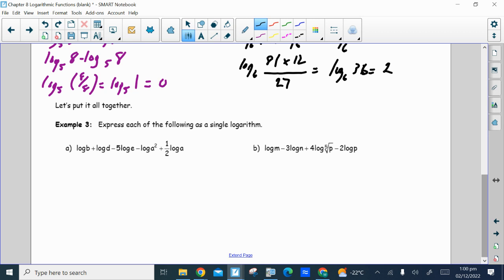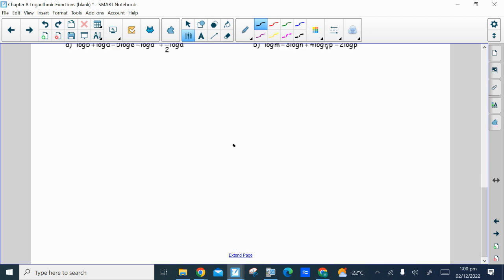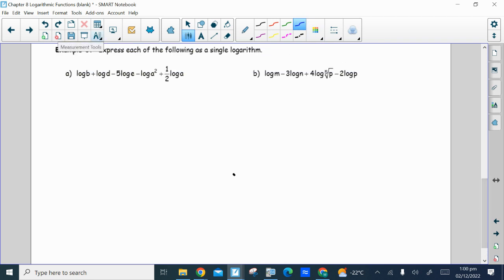But this says express the following as a single logarithm. So we're going to use the laws. Like I did before, I would probably start by putting the positives together. And then that 1/2 log A would be log of A to the 1/2. And then I have two subtraction terms, minus 5 log E, which will be log E to the 5th, minus log of A squared.